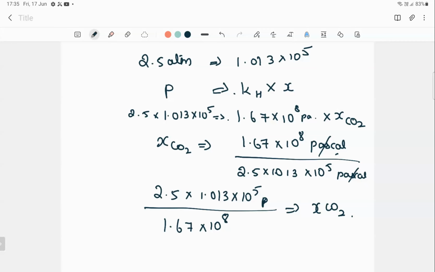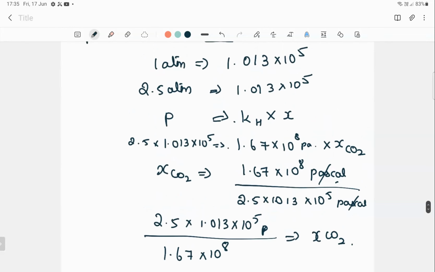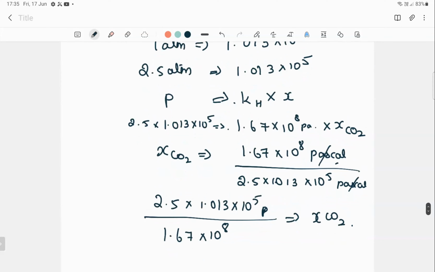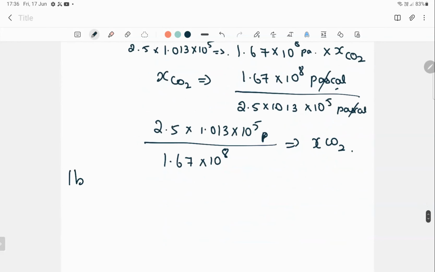You know this thing, right? 1 bar is equal to 1 ATM. Okay. So what is the value of 1 bar? 1 bar is equal to 0.9865 in your physics. Have you studied this? Where is the value? See, 1 bar is equal to 0.986923 atmosphere.